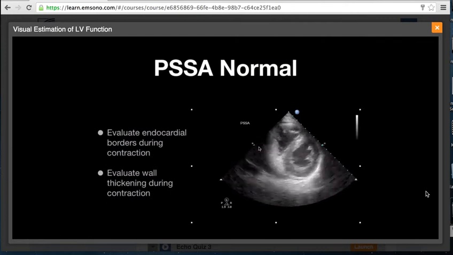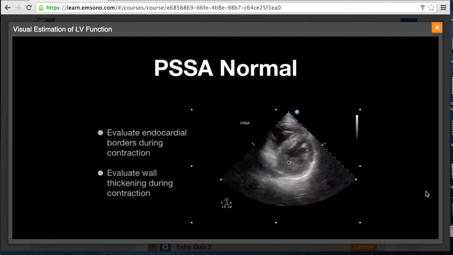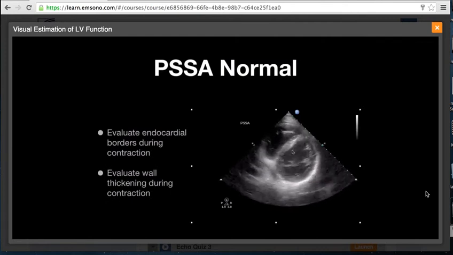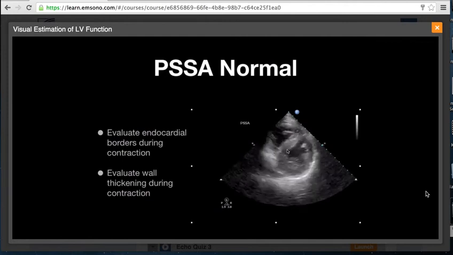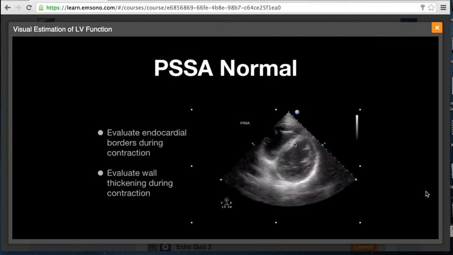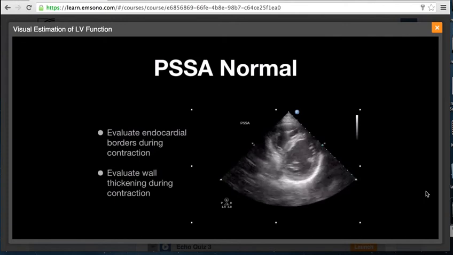Here's a normal parasternal short axis window, and again you're going to evaluate the endocardial borders during contraction, and you're going to look for wall thickening during the contraction, and you can see that there is adequate variation between systole and diastole. This was a patient with normal LV function.